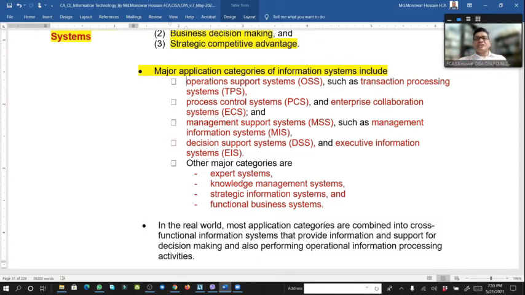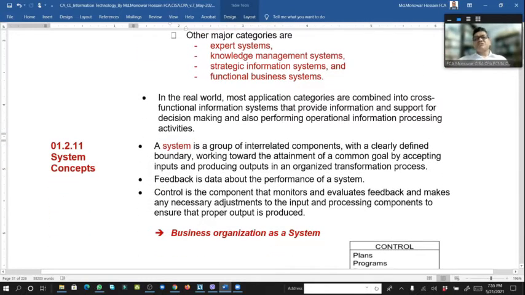So that type of application we are using, and all are systems, and all are subsystems of a big system. Here OSS, TPS, PCS, ECS, MSS, MIS, DSS, EIS, expert system, knowledge management system, strategic information system, and functional business are all systems, and these major application categories of information system we are using in our organization at this moment. In the real world, most application categories are combined into a cross-functional information system. Here is another word, cross-functional information system: it is the interrelated one system to another system that provides information and support for decision making and also performs operational processing activities.